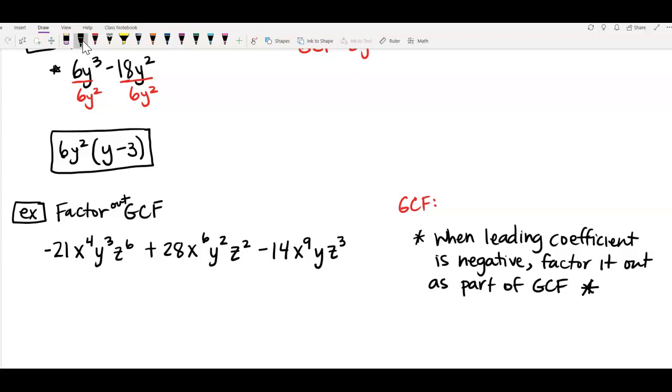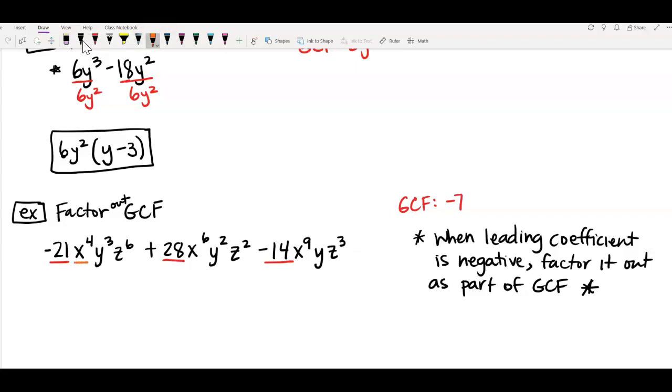So remember, you're first going to look at just the numbers. Okay, so with the numbers, we've got negative 21, we've got 28, and we've got negative 14. So we want to know what is the largest number that can divide into all three of those terms. All right, and 7 is the largest number, but since that leading coefficient was negative, we're going to pull out a negative 7. All right, and then you're going to look at each of those terms separately. Let me do these in different colors.